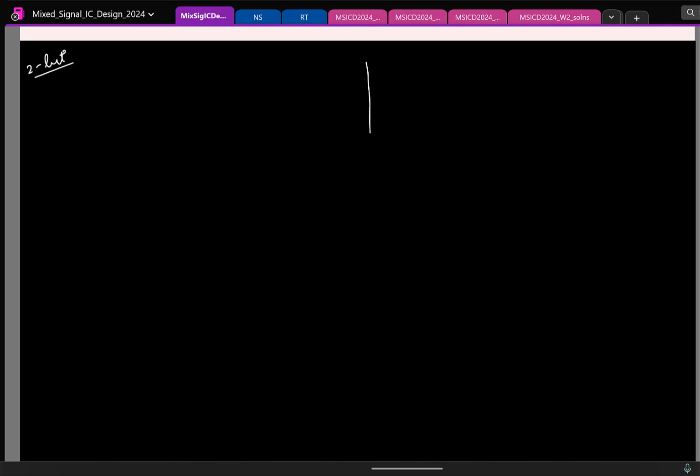So again, this is something we have seen before. I will do it again. So let's say this is the input. I normalize it with respect to the reference voltage. This is the quantized output, again normalized with respect to the reference. Let's say these are the ranges, minus Vref to plus Vref. Fine. So I'll quantize it into 4 levels.